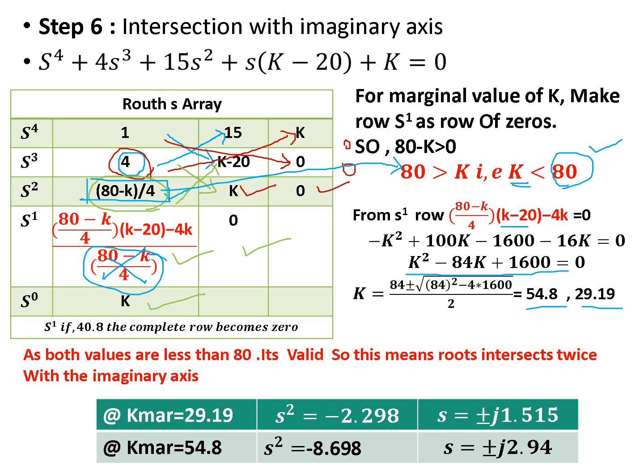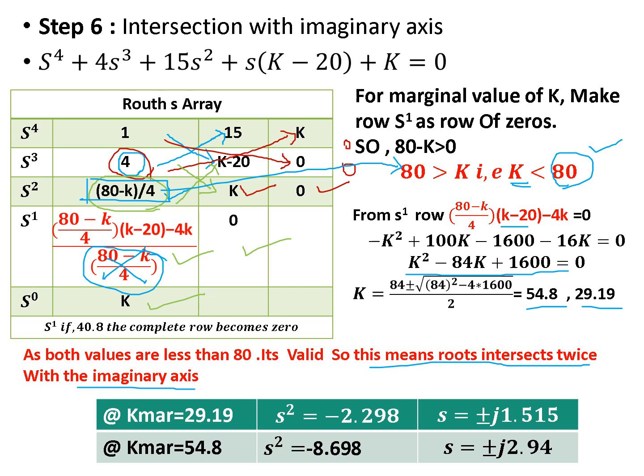value is 29.19. Now when you observe this, the value of k should be less than 80 and the values that I got are two values, one is 54.8 and 29.19, which is less than 80. As both the values are less than 80, it's valid. So this means the root intersects twice with the imaginary axis. This is a very important thing.